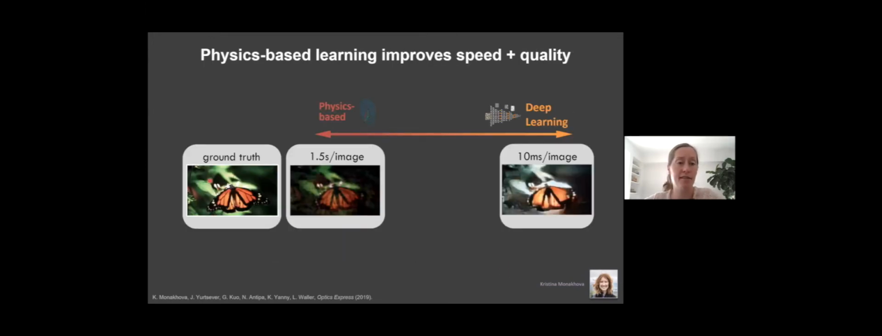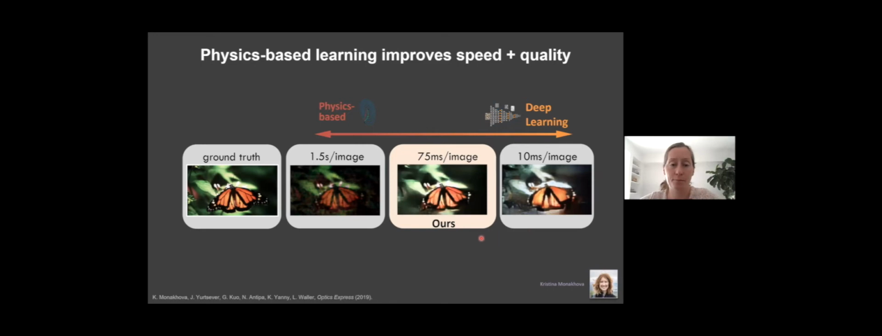So here's an example. This is a ground truth image. If I do this physics-based optimizer, the result has lots of artifacts and it's quite slow to compute. If I do pure deep learning, then I can calculate the image fast, but it's also got lots of different artifacts. And ours is the hybrid method where we're using this physics-based learning, and we can get reasonably fast reconstructions. This is a speed up of about 20x with the least artifacts. And so this is a nice example of how physics and machine learning can work together.